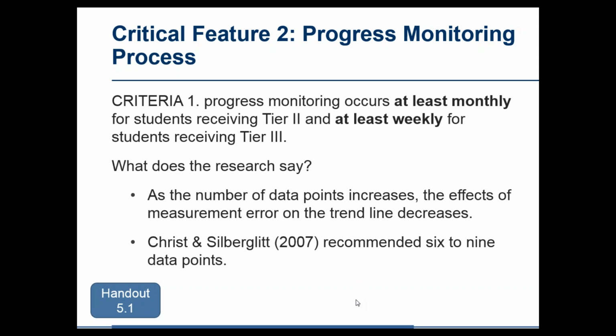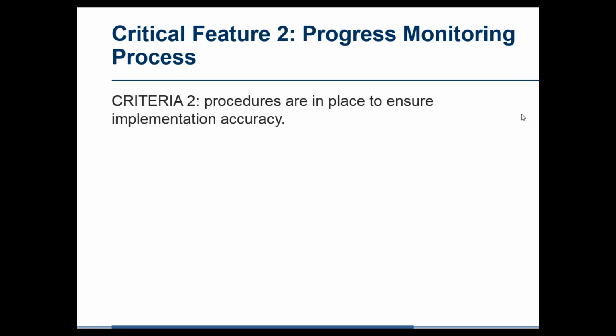We do know that as the number of data points increases, the effects of measurement error decrease, and our confidence in the trend line increases. We have found in previous studies that it's recommended that you have about 6 to 9 data points in order to get enough data to make a confident decision. For behavior progress monitoring, data may be collected daily or even multiple times a day, depending on the frequency and intensity of the problem behavior.